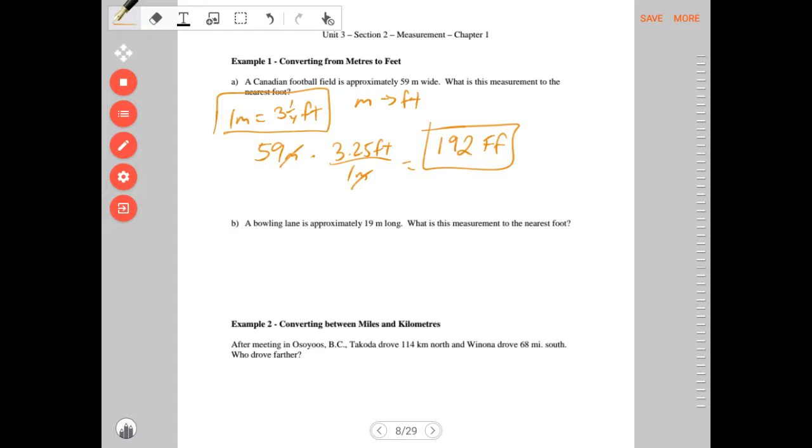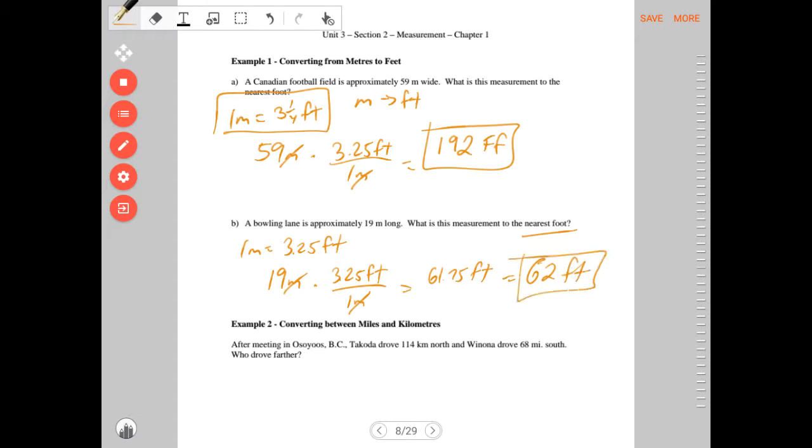So a bowling lane is 19 meters long. What is the measurement to the nearest foot? Same conversion: 1 meter is 3.25 feet. So 19 meters times, I want feet, so that unit has to be on top, 3.25 feet over 1 meter. The meters cancel out. 19 times 3.25 is 61.75 feet. To the nearest foot, that is 62 feet. And there you go.